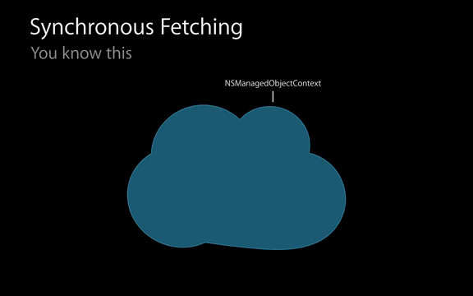A little brief refresh of how synchronous fetching works. You've got a managed object context. You get a fetch request. Execute fetch request on the managed object context. Sends the request down to the store, which takes some time, thinks about it. Returns a response, in this case, in the shape of an NSArray, updates the managed object context, and returns the result to you.